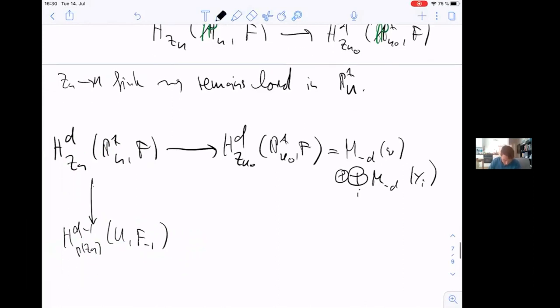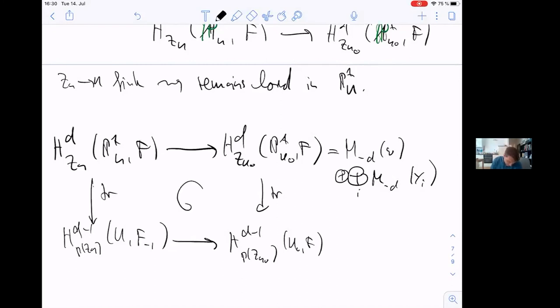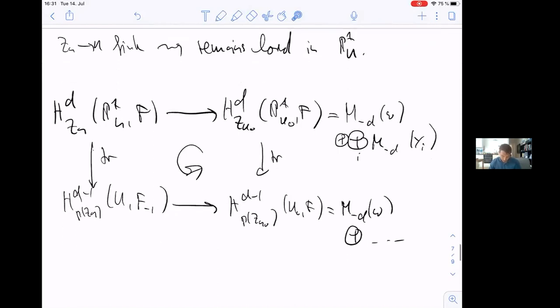And I can do the same thing. And then I can pull back here, HD minus 1 P of Z U0, U0 coefficients in F. And there's another transfer here. And this diagram commutes. It's very elementary. And I can also work out this thing here. So this is M minus D of W again, because it's a rational point, plus maybe some other things. Okay, and so now I'm out of time, but also I'm at the end, right?